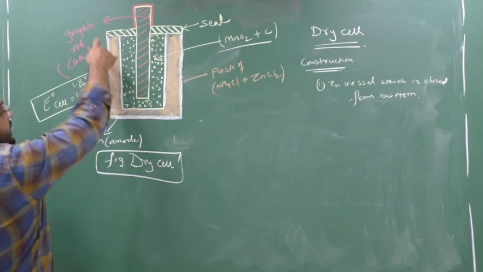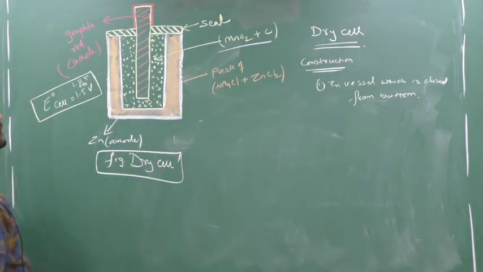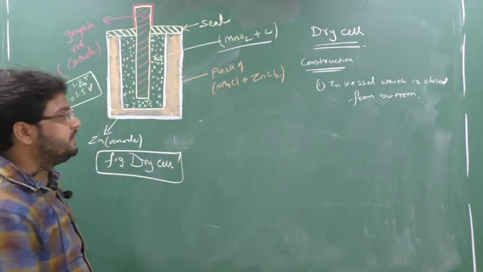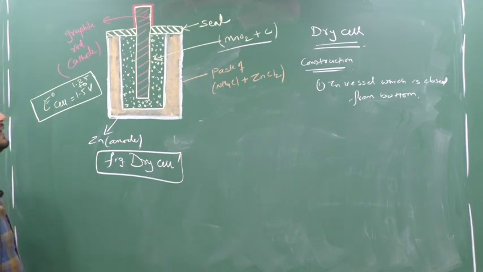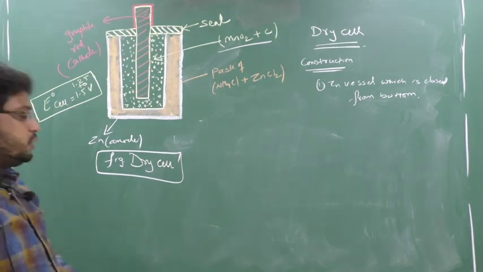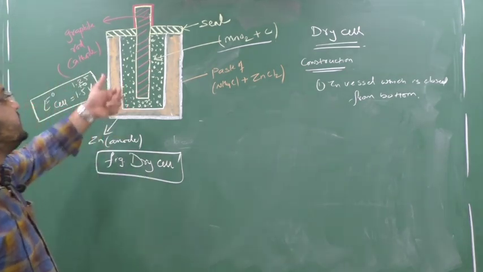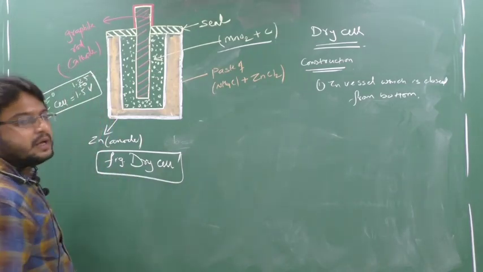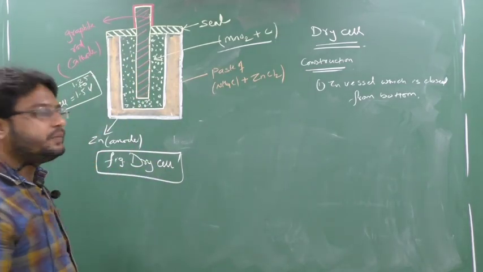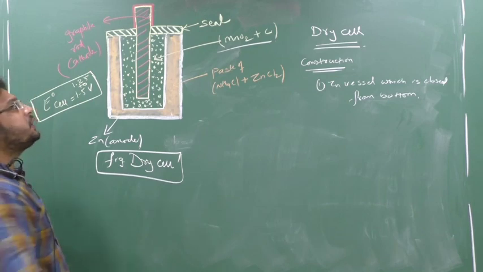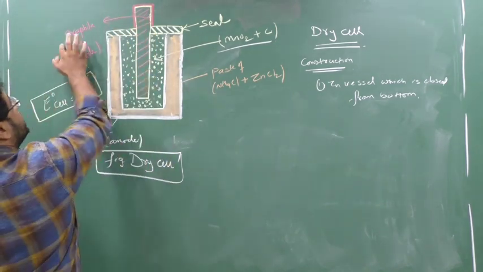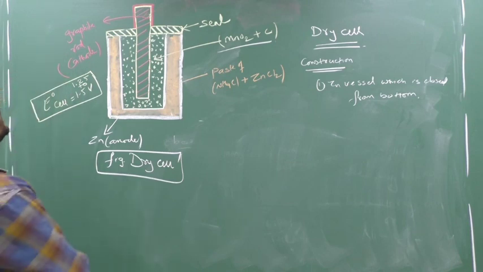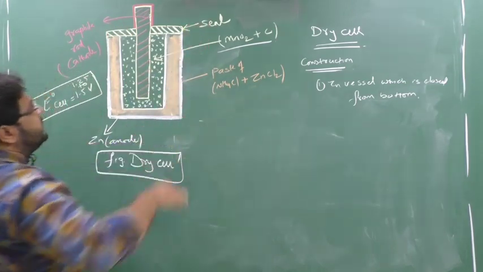So what you have to do? You have to take one zinc vessel which will act as an anode, and it is filled with a paste of NH4Cl and ZnCl2. Now in that paste you have to put the graphite rod, and this graphite rod should be surrounded by the powder of MnO2 and carbon. It should be put in such a way that it does not touch the bottom, and part of it should remain outside, which will act as a cathode. Who will act as a cathode? This graphite rod will act as a cathode. And from the top you have to make a seal of wax or paper or anything.